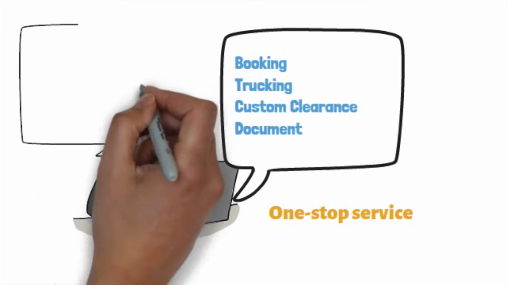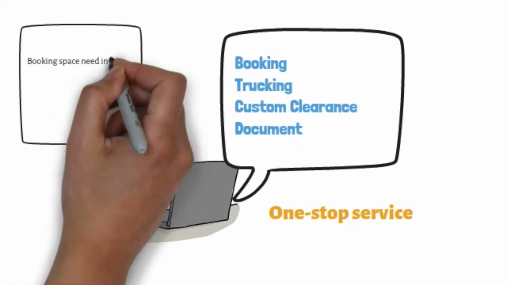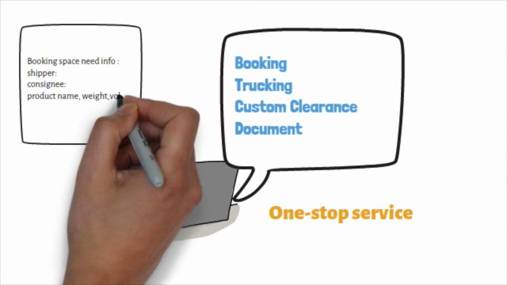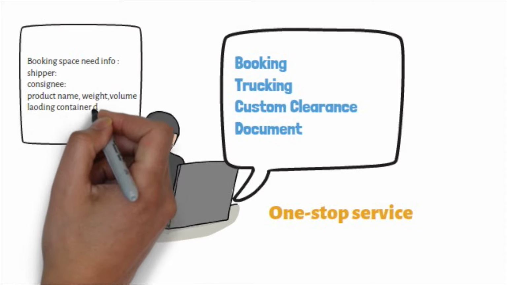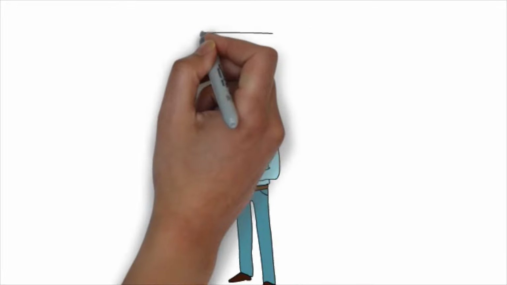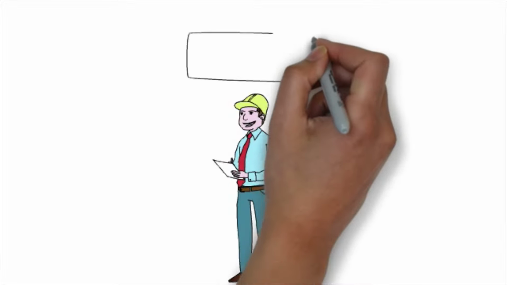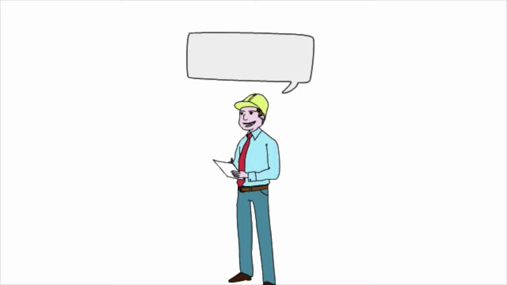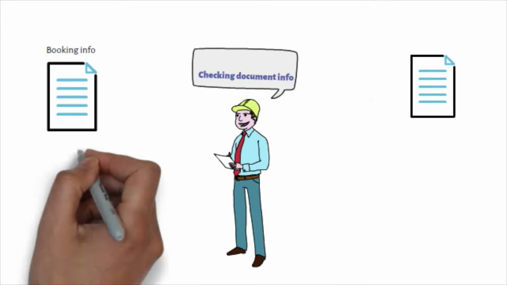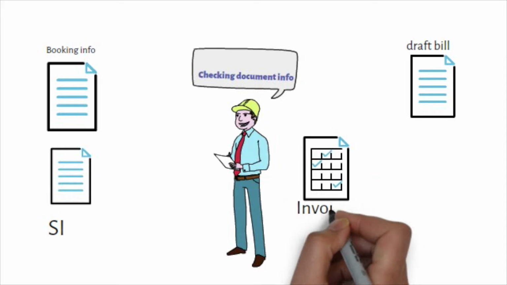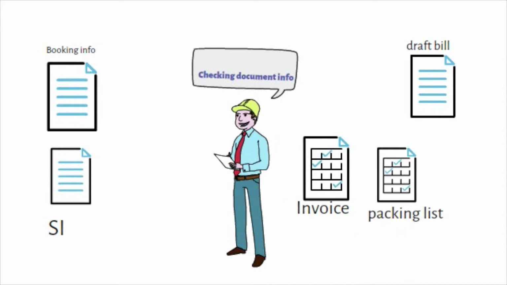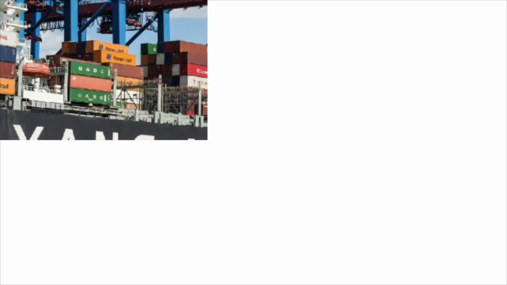The booking information includes shipper, consignee, product name, weight, volume, and loading container date. Also, the freight forwarder will check document info. This includes SR, booking info, draft bill of lading, invoice, packing list, VGM, CO, fumigation certificate list.